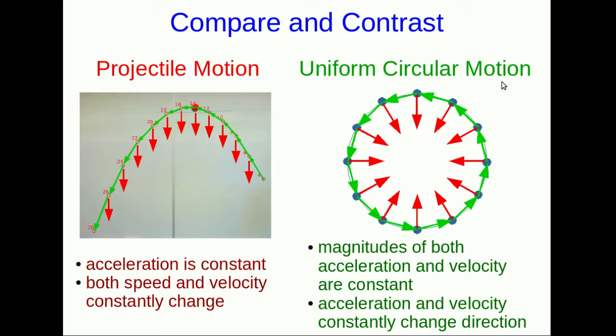In uniform circular motion, the magnitudes of both the acceleration and velocity are constant, but both the acceleration and velocity are constantly changing direction. Another thing is that in uniform circular motion, the velocity and acceleration are always at right angles to each other, whereas in projectile motion, the angle between them is changing all the time.